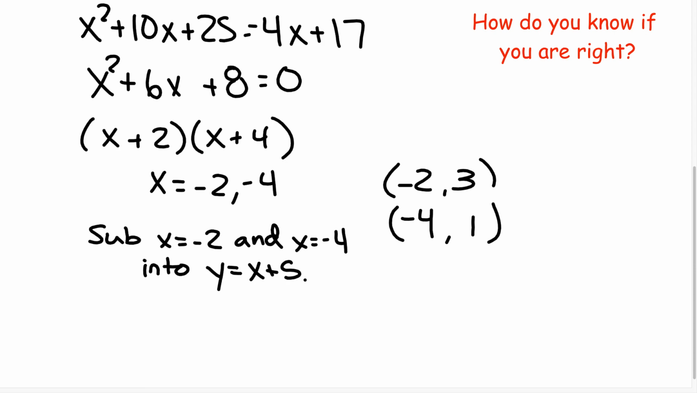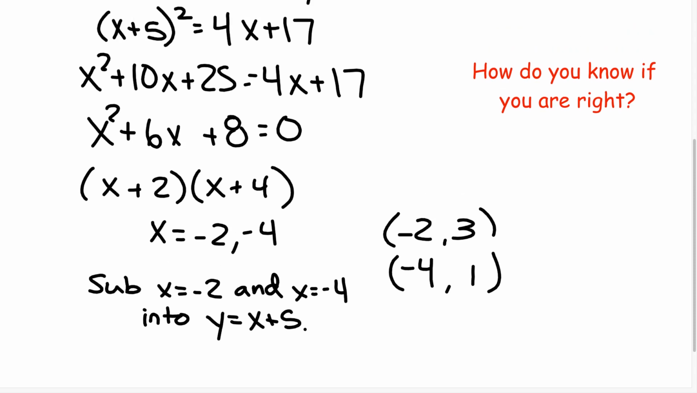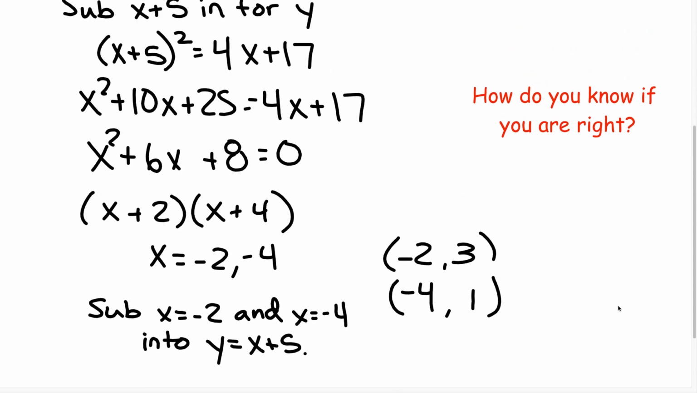You have 2 points on that one. It is possible to get 1 point, like if you factor it and you get the same answer both times. And if it doesn't factor, if it's an imaginary answer with the quadratic formula, they don't intersect.